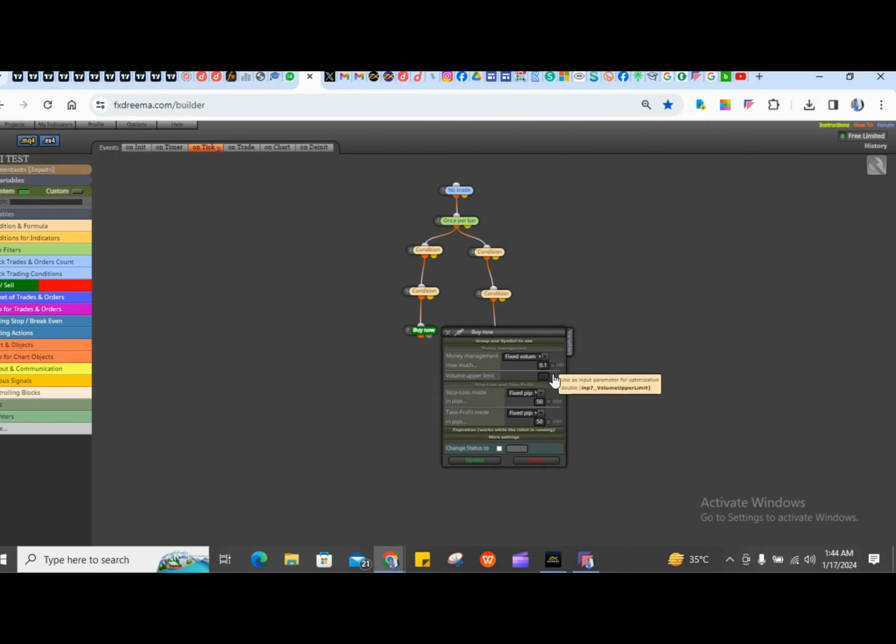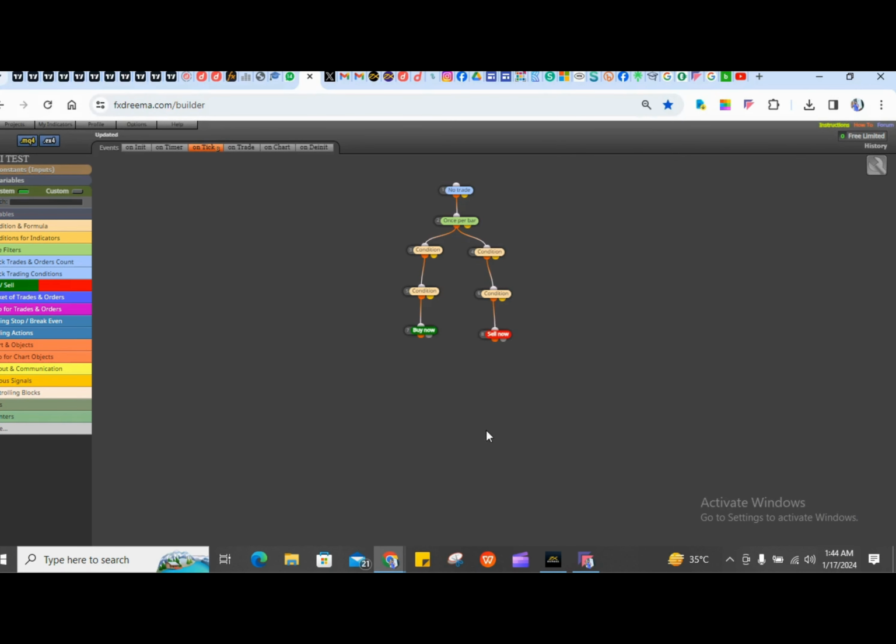We'll put our lot size. Let's say we just want to use this default lot size here, 0.1. Stop loss 50 pips, because we are not using this bot, it's just for tutorial. Take profit 50 pips. So don't forget to always check it so that you can change it anytime. Then click update. Make sure you always click update. If you don't click update, it will not update.